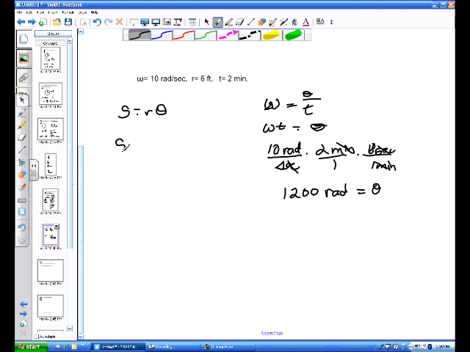So now we can find the distance that we traveled on the edge. It's going to be the radius of 6 feet times 1200 radians, which gives us 7,200 feet, is how far something on the edge traveled in that amount of time.